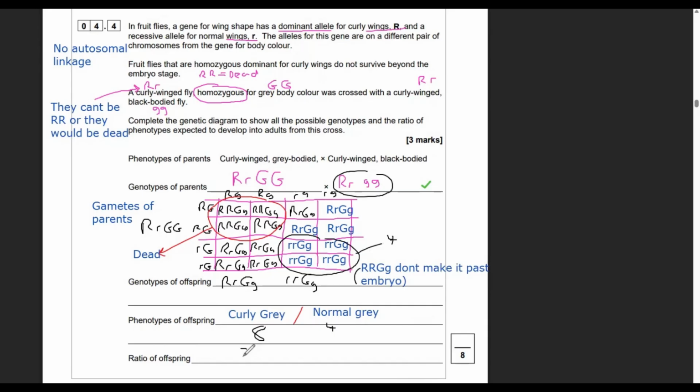There are 4 of the normal grey, and then we can simplify that to 2 to 1, and there you go. Hope you found that useful.